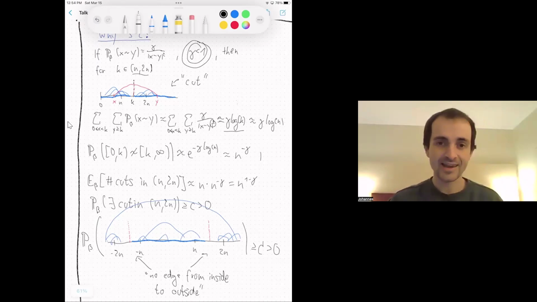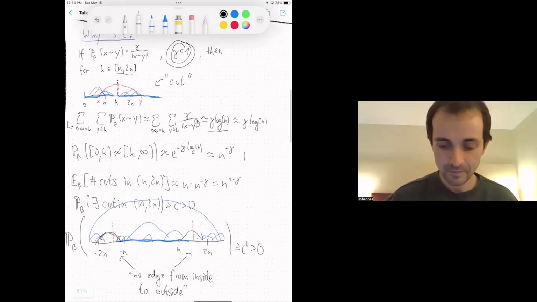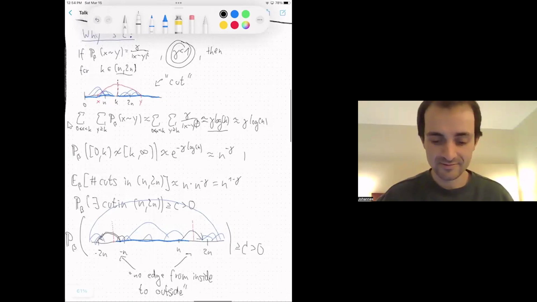So at scale n, there's just a positive probability that you cannot use open edges to cross either to the left or to the right. And if you cannot cross either to the left or to the right, you just cannot go to infinity. And if this happens at every scale, then with probability 1, it will also happen at infinitely many scales. So in particular, there's this implication: if gamma is less than 1, then there's no infinite cluster.